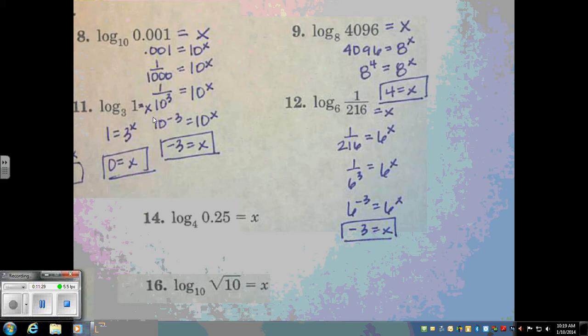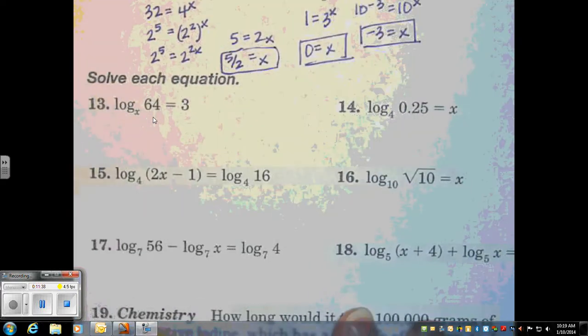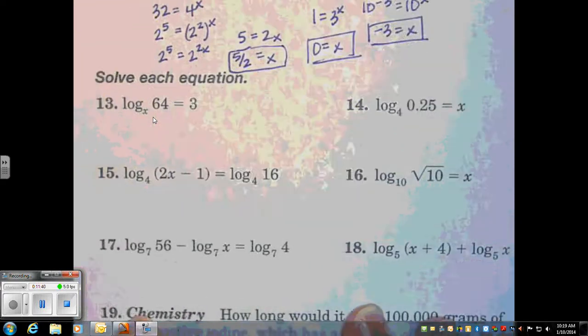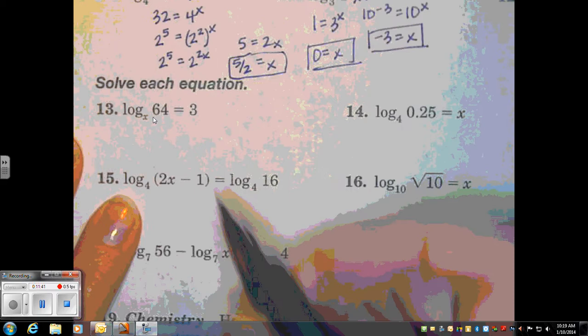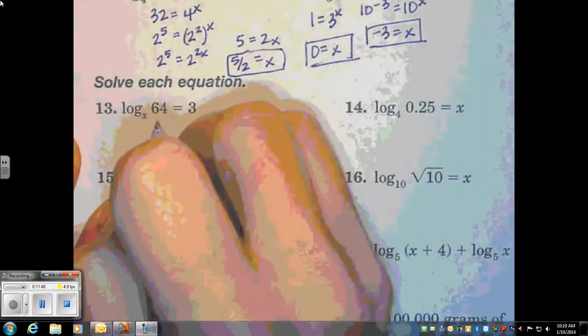How'd you guys do on 12? Did you pretty much do that by yourself? Is everybody okay? Awesome. 13. Solve each equation. What do you want to do? Go over the river. Okay, let's try it.